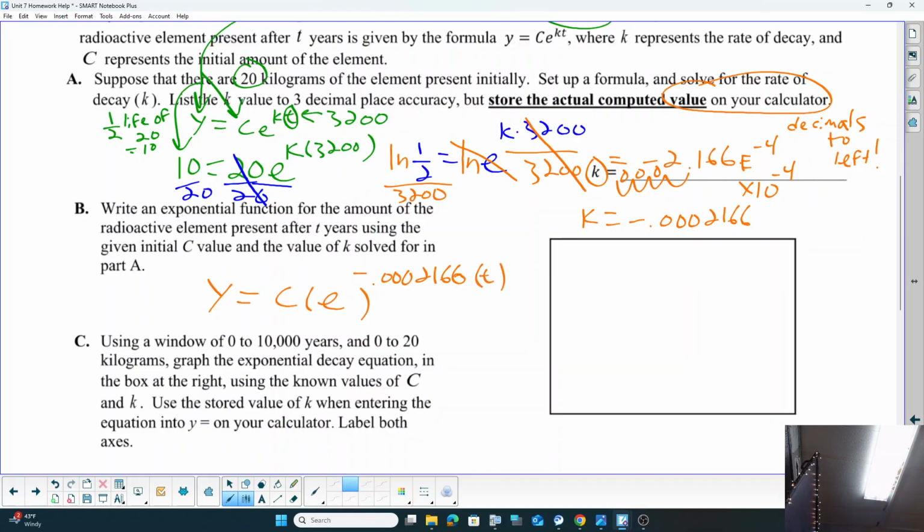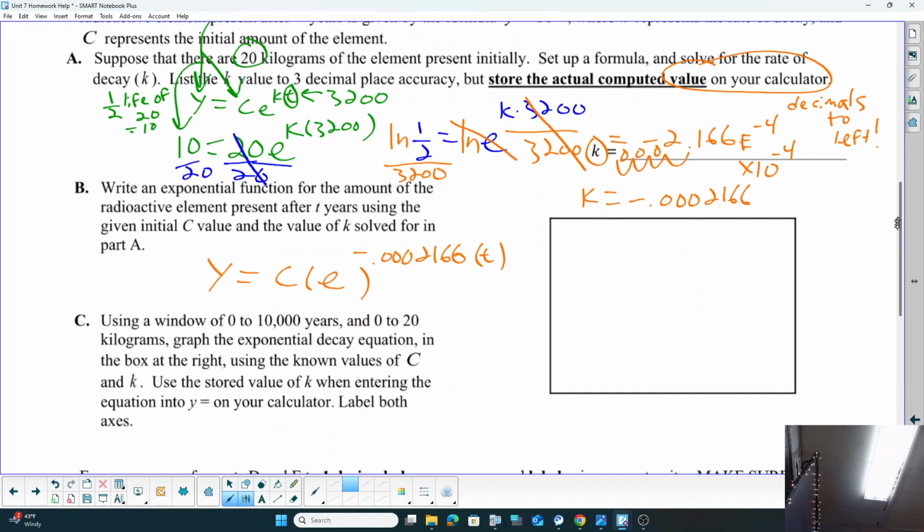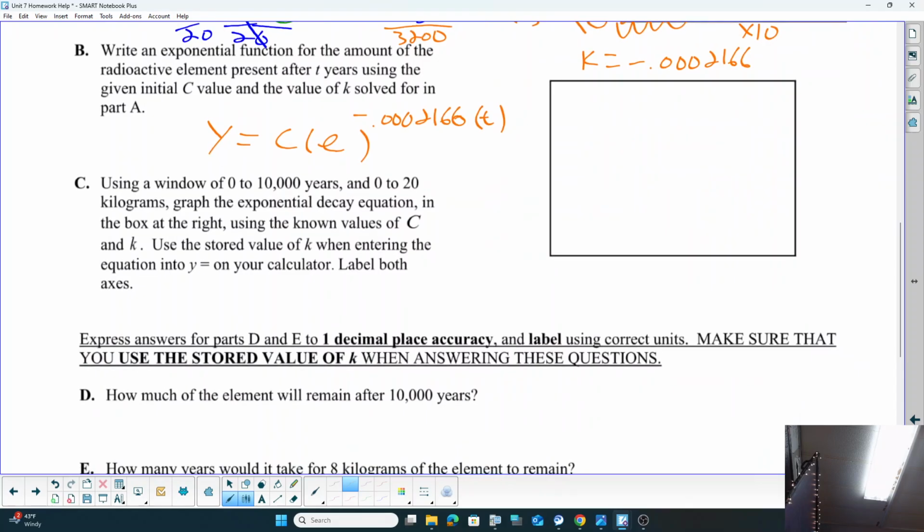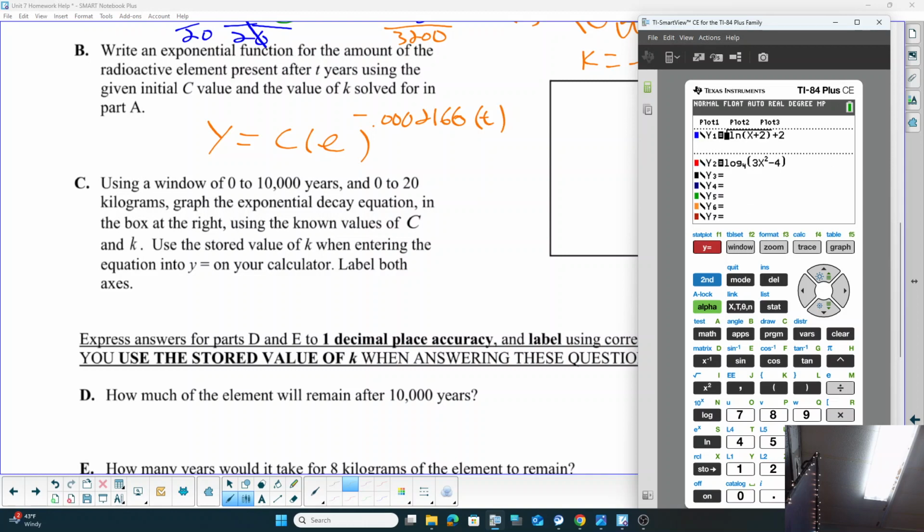Now, using a window of 0 to 1,000 years and 0 to 20 kilograms, graph the exponential equation using the stored value of k, entering the equation on your calculator, and label both. So now I want you to graph it, and then I want you to answer a question. So we go to y equals, and we go ahead and graph this guy, using 0 to 20 kilograms. So our initial then must be 20, okay?